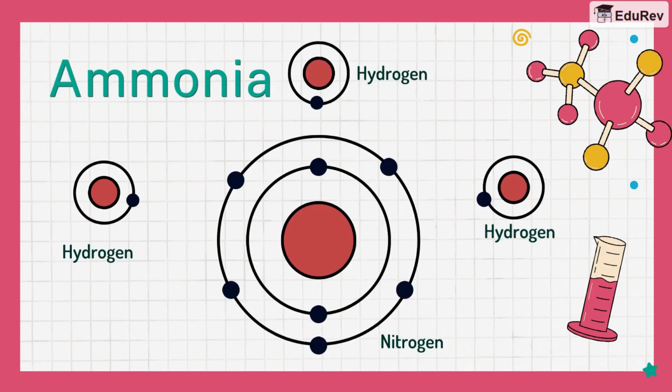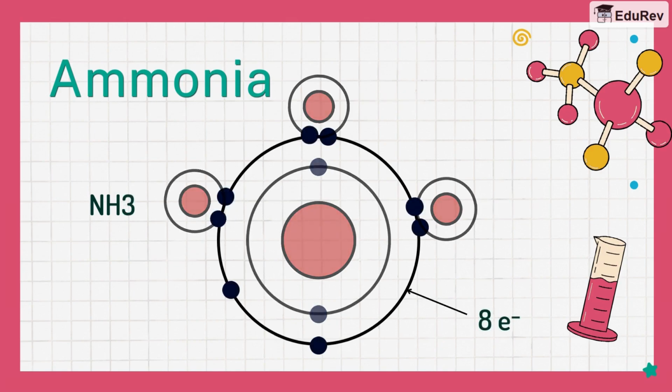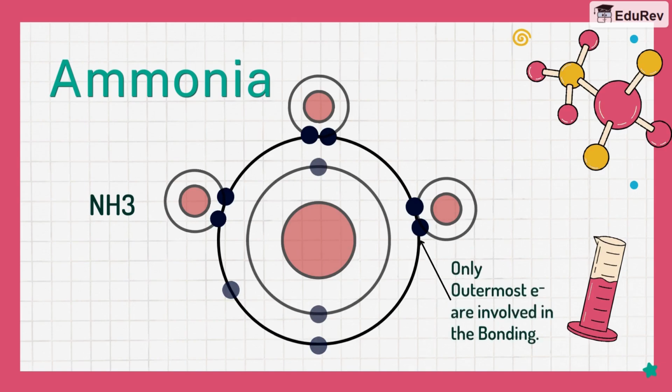As discussed before, nitrogen needs 3 more electrons to complete its octet, and hydrogen needs 1 electron to become stable. One nitrogen atom shares 3 electrons with 3 hydrogen atoms, each hydrogen atom sharing 1 electron, to form a stable NH3 molecule. The nitrogen atom now has a full octet. So, if you observe, only the outermost electrons are involved in the bonding.